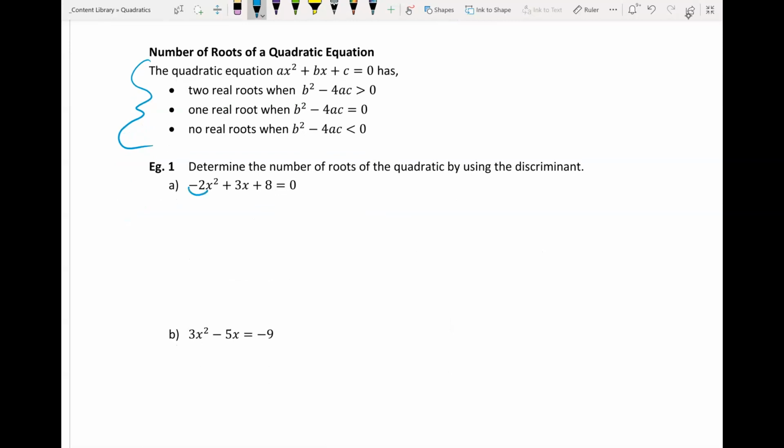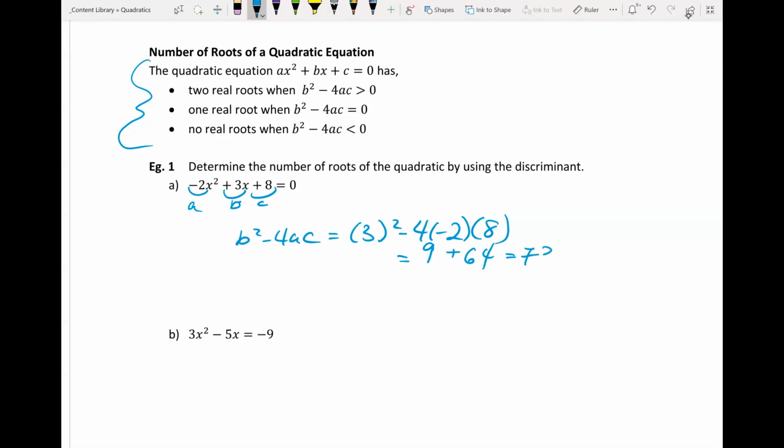So this first one, -2 is our A, +3 is our B, +8 is C. And our formula is b squared minus 4ac. So b squared is 3 squared, a is -2, c is 8. 3 squared is 9. 8 times 4 times 2 is 64, and negative times negative is a positive. So we have 73 as our discriminant. This is greater than 0, so we have 2 real roots.